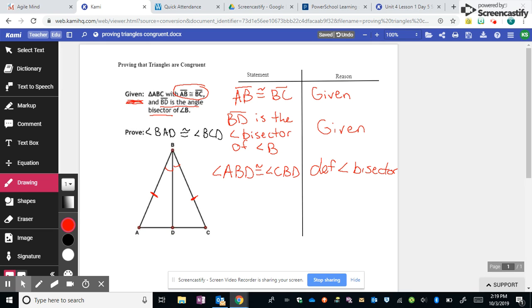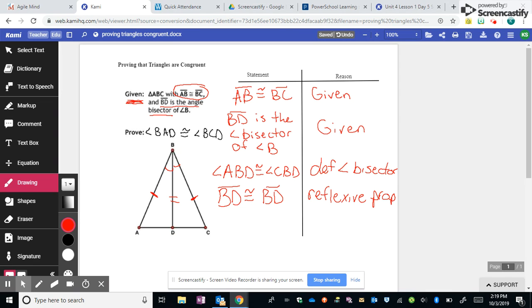So to prove triangles are congruent, you have to have three parts. So now we need to go through and we need to show the last part. I am going to use BD is congruent to itself because it's on both of those triangles. So we will say BD is congruent to BD because of the reflexive property. So you can make those marks on that triangle.